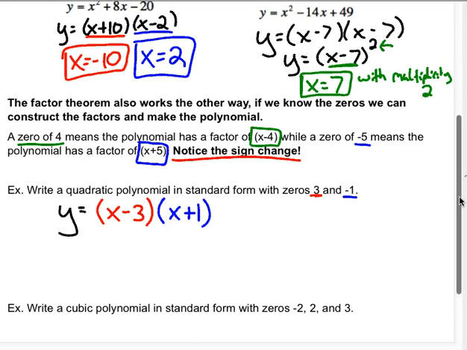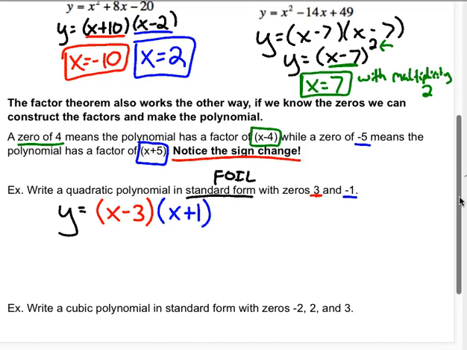All right, so you always get this sign change. When I give you a zero and I ask you to reconstruct the polynomial, the factors always have a sign change. Now, also notice, I talked about wanting it in standard form.